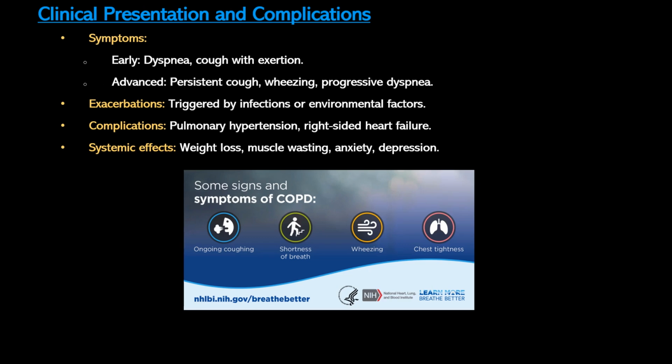Clinical presentation of COPD varies by stage. In early disease, patients may have dyspnea or a cough that worsens with exertion. In advanced stages, symptoms progress to a persistent productive cough, wheezing, and severe shortness of breath. Exacerbations, often triggered by infections or environmental factors, lead to worsened respiratory symptoms requiring additional treatment. Chronic hypoxemia and hypercapnia from COPD can cause complications like pulmonary hypertension and right-sided heart failure, while systemic effects include weight loss, muscle wasting, and psychological impacts like anxiety and depression.